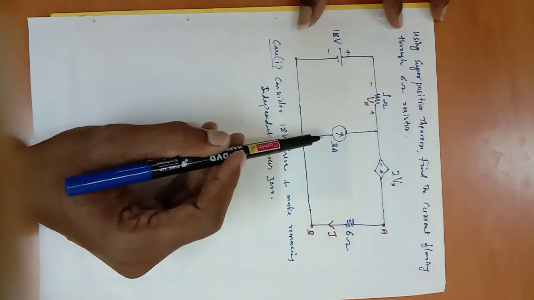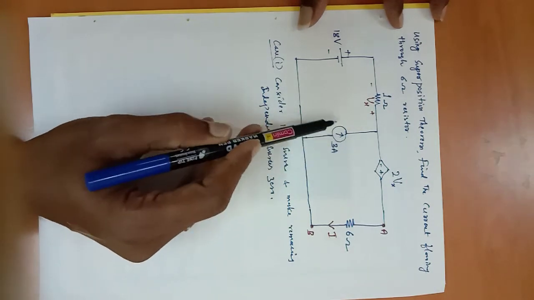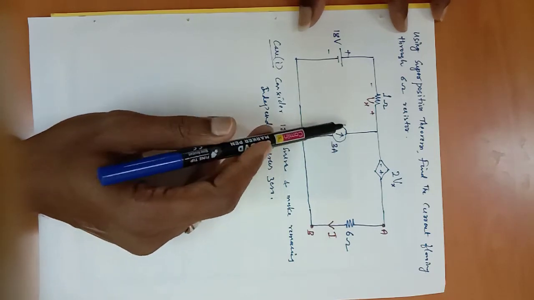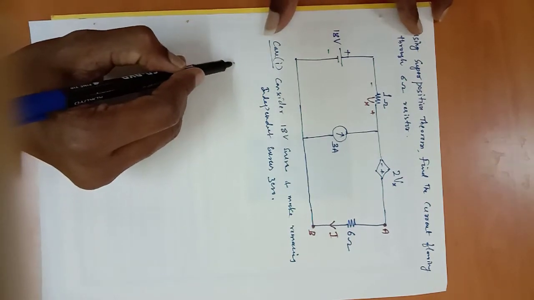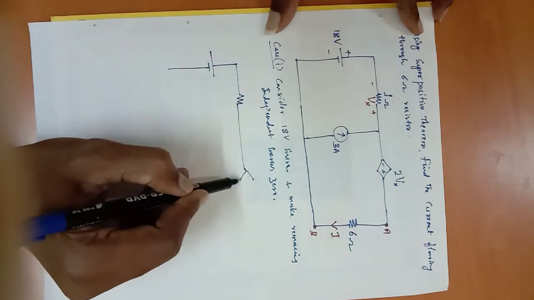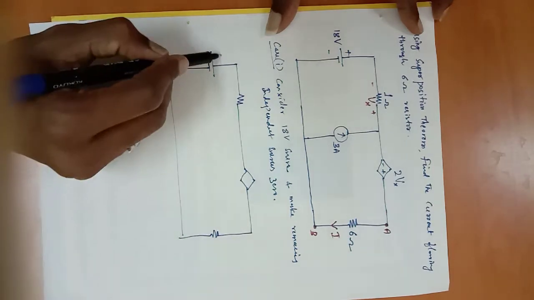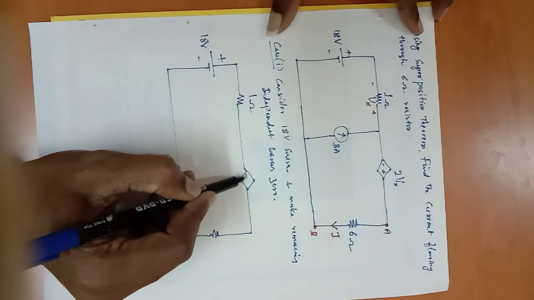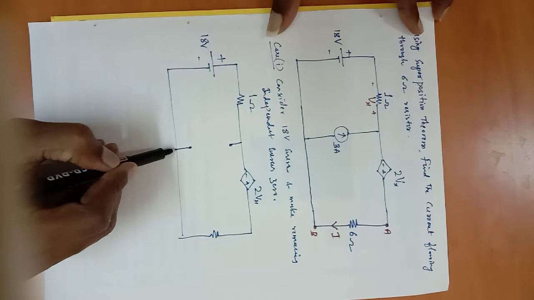You have only one independent source remaining here. Hence I have to make this current source 0. How to make the current source 0? By creating an open circuit, because current is 0 under open circuit condition. Now let us rewrite the circuit. Keep the dependent source as it is. Rewrite the circuit. So I am creating one open circuit here.